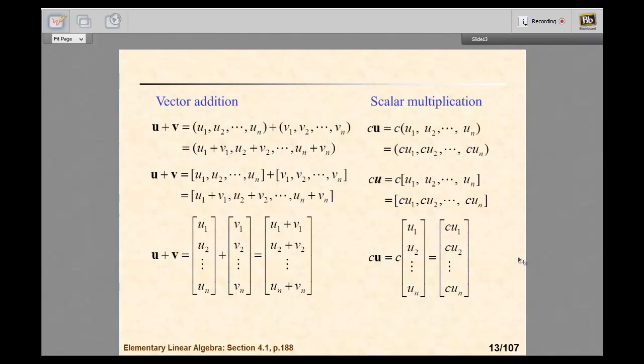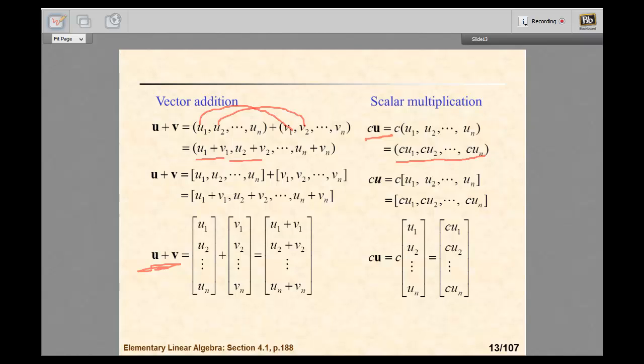So again, we are going to discuss the vector addition and scalar multiplication. If we are going to add two vectors, we will add the corresponding elements: u1 plus v1, then u2 plus v2, up to un plus vn. We already defined it, it is being defined again. And similarly, if you multiply any constant with the vector, then every element we have to multiply: cu1, cu2.